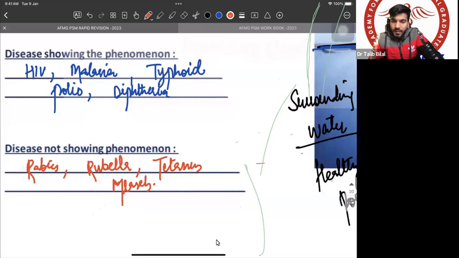Zidovudine and nevirapine. Is that okay? Minimum duration of 6 weeks, but up to 6 months you can give. Is that okay? Nevirapine and zidovudine. What else in HIV have we discussed, guys?